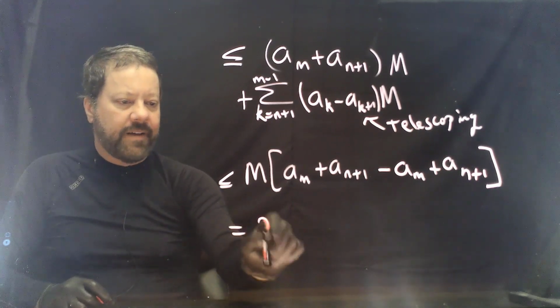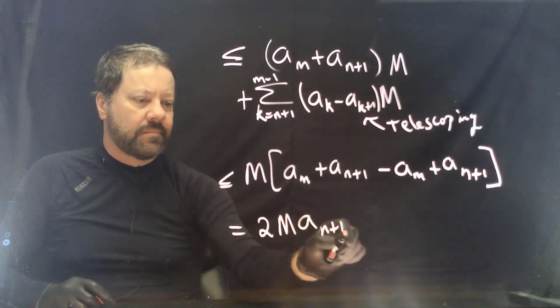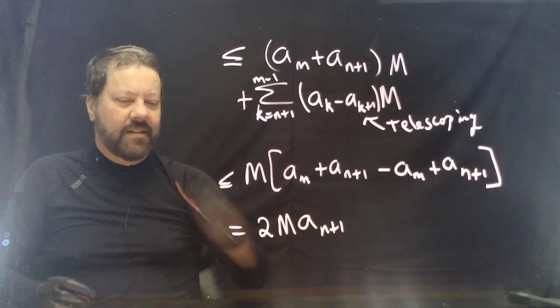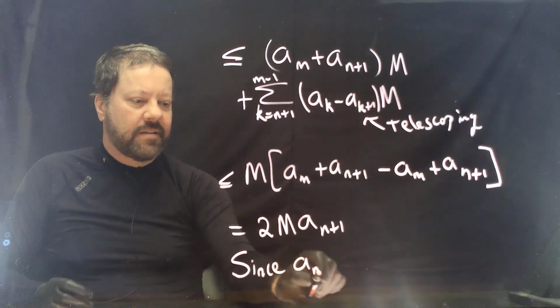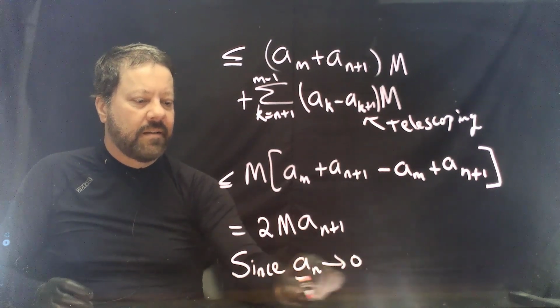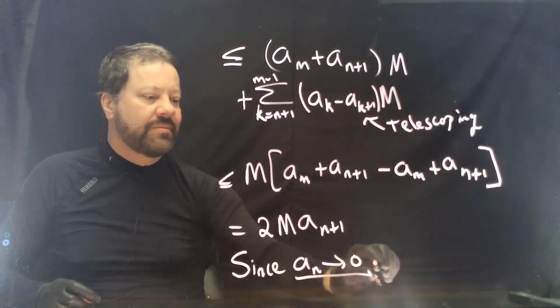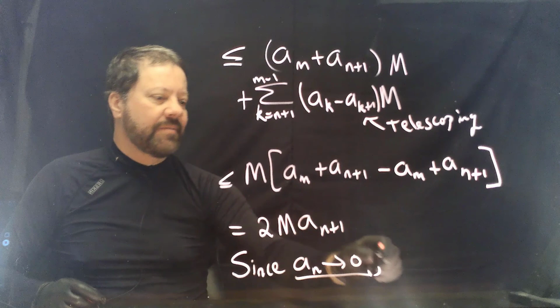And that simplifies in this way. Now, since the terms involving a_n go to 0, that implies then that the original series converges.